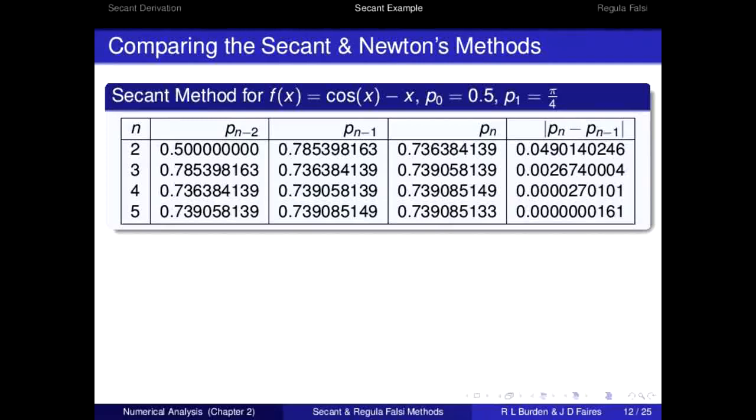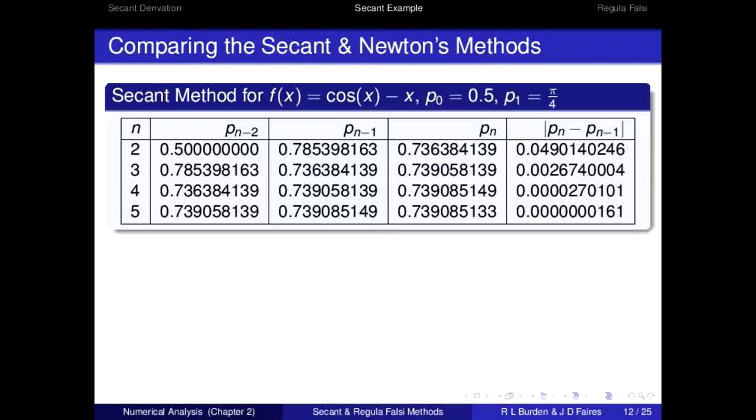For finding P5, P4 and P3 are required, and we apply the secant method formula and the function at that point. If the function value is up to the tolerance 0.0000, that means the root starts to appear and gets repeated again and again. P5 is 0.7391, which starts from P3, the second iteration. So now the root appears, and that is 0.7391.